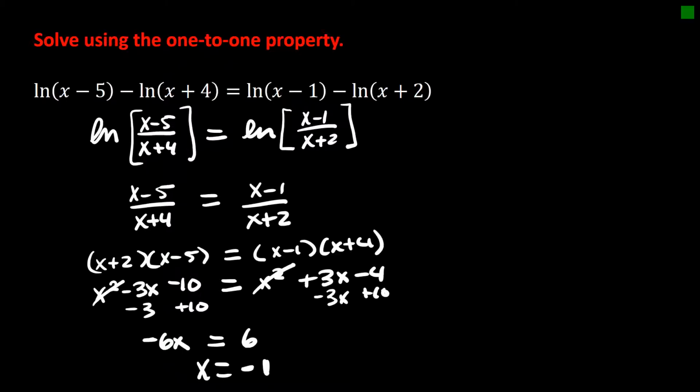And let's see what that produces for us. If I put negative 1 here, negative 1 minus 5 gives me a negative. So that is not a solution. So for this problem, we have no solution. Some books will say that the solution is the empty set. Okay, but that means no solution.